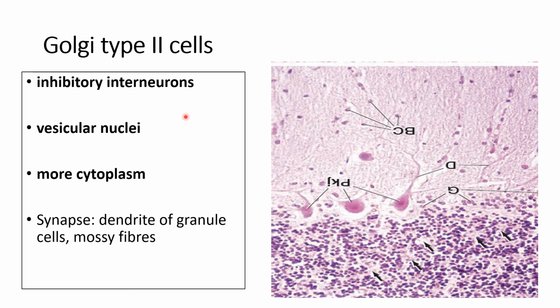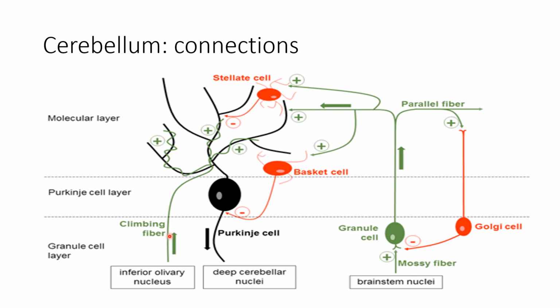So Golgi type 2 are again inhibitory neurons with a vesicular nucleus in H&E stain, and they synapse with the dendrites of the granule cells and with the mossy fibers. This is showing the connections of the cerebellum.